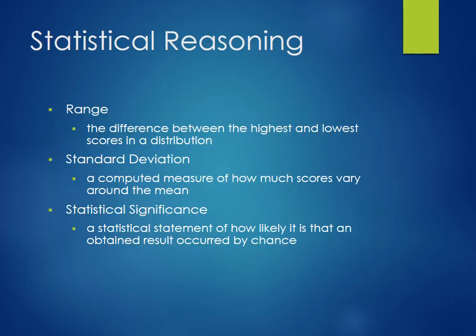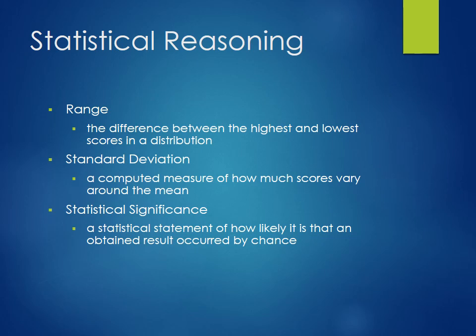All right, statistical reasoning. Your range is the difference between the highest and the lowest. So if my top score was a 92 and my lowest score was a 56, that's the range. That is your difference between the highest and lowest scores in that class, or AKA that distribution.